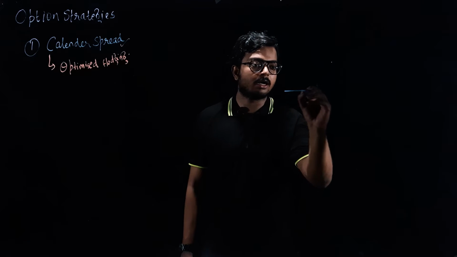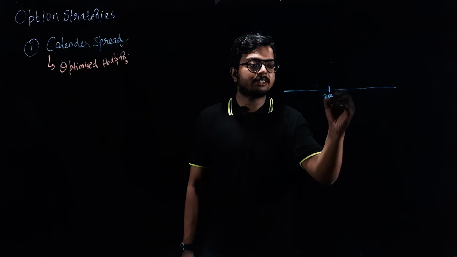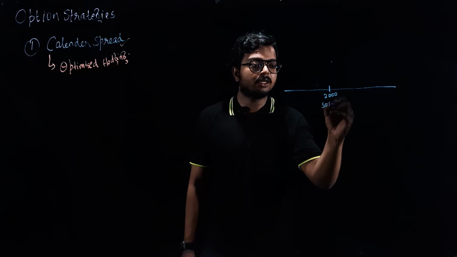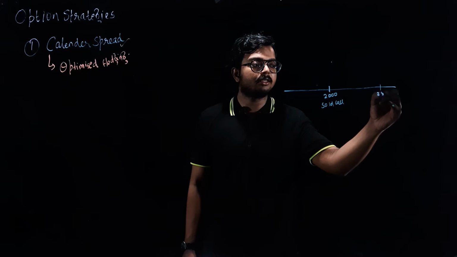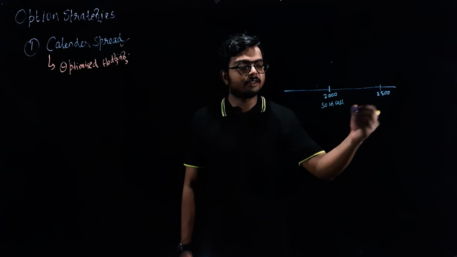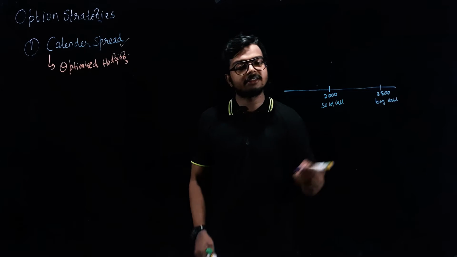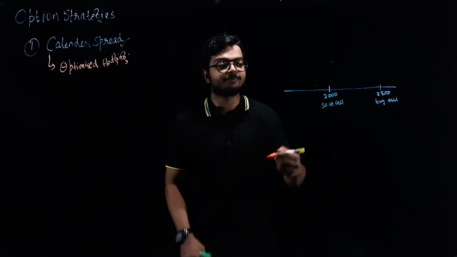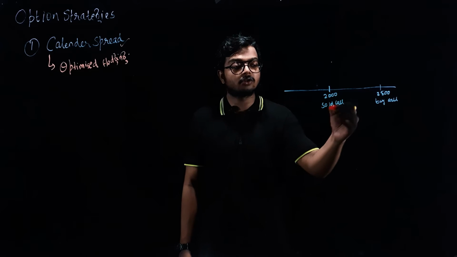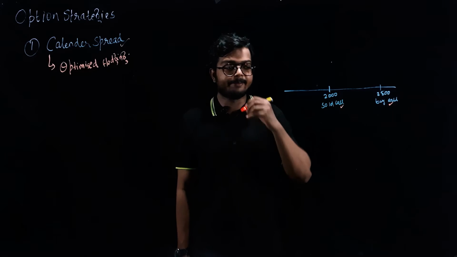So what we do in hedging, say for example at 2000 we sold a call here, right? And then far out of the money, so for example at 2500 we buy a call. This is normal hedging. Now you should ask yourself a question, which month call you should sell and which month call you should buy.